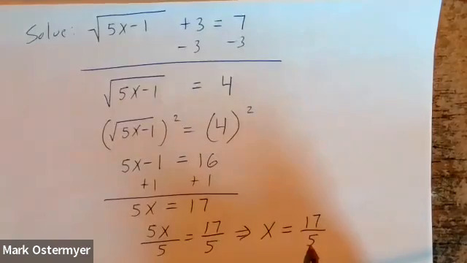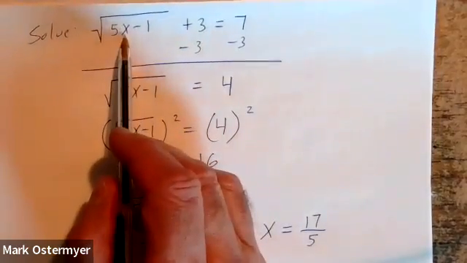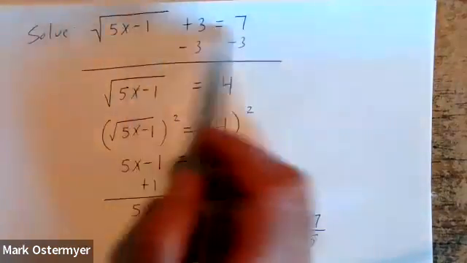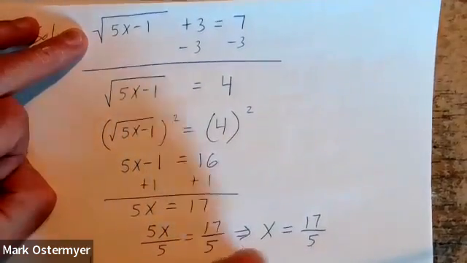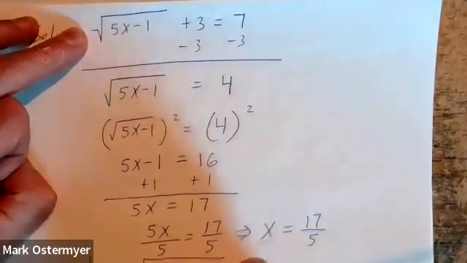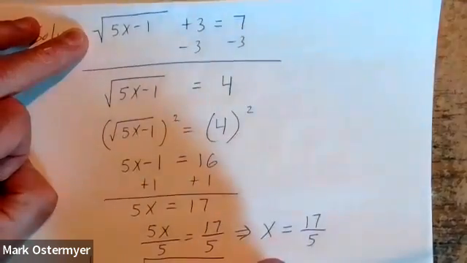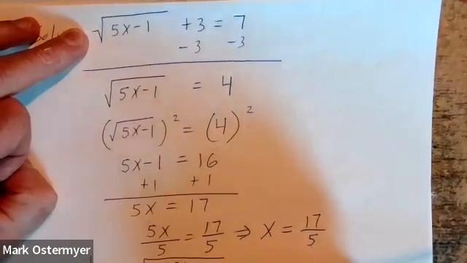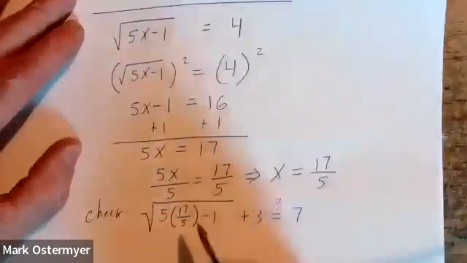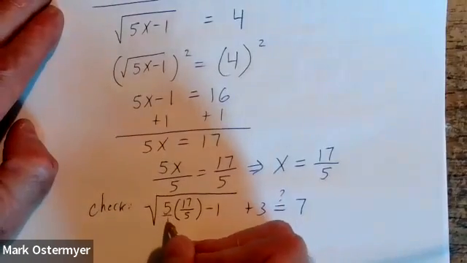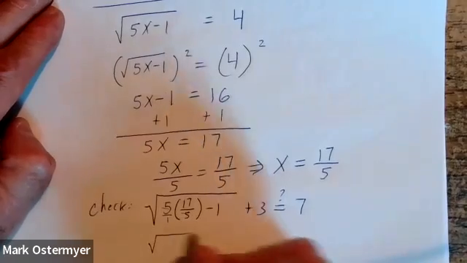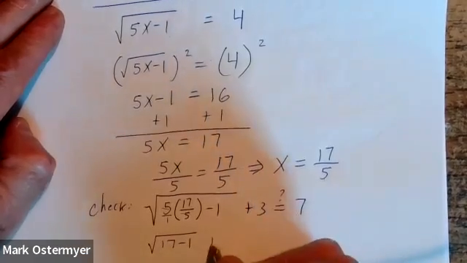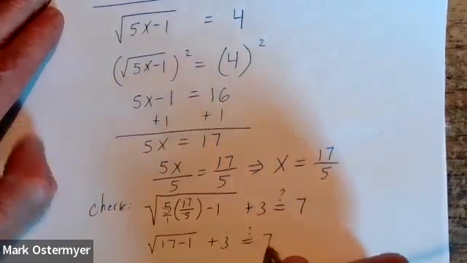So I'm going to take 17/5. I'm going to replace x up here with 17/5, and we're going to verify, is 17/5 a solution? So the square root of 5 times x being replaced with 17/5 minus 1 plus 3, is that equal to 7? Well, 5 over 1 times 17 over 5, the 5's cross reduce out to 1, and we're left with 17. And we have the square root of 17 minus 1 plus 3. Is that equal to 7?